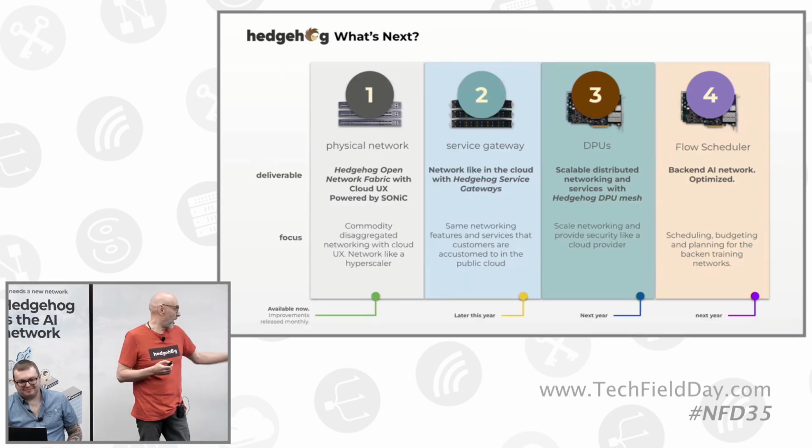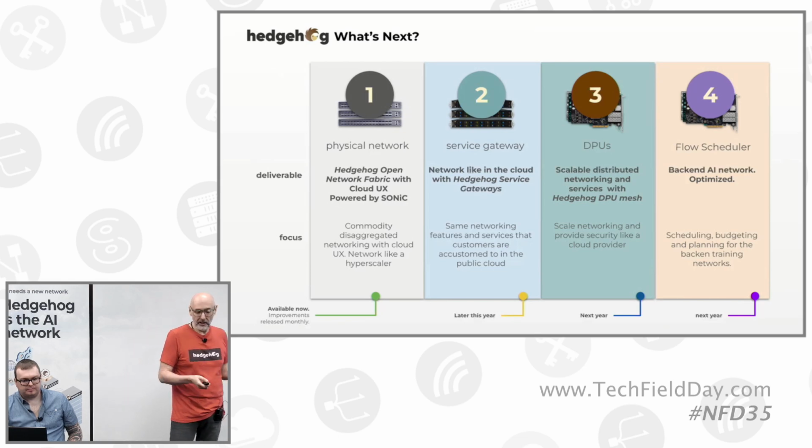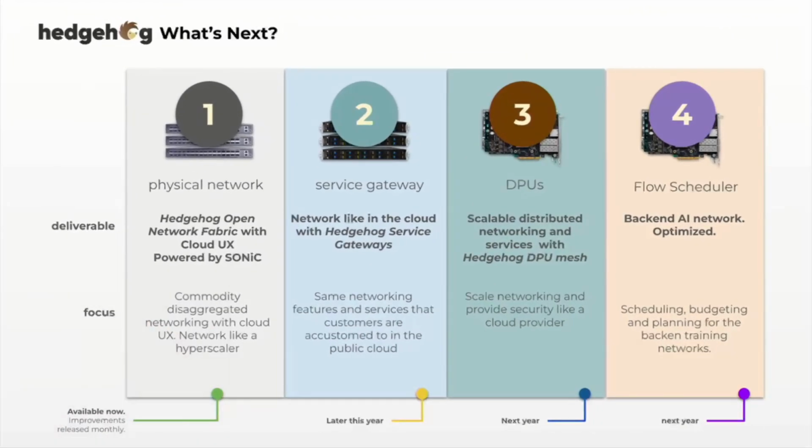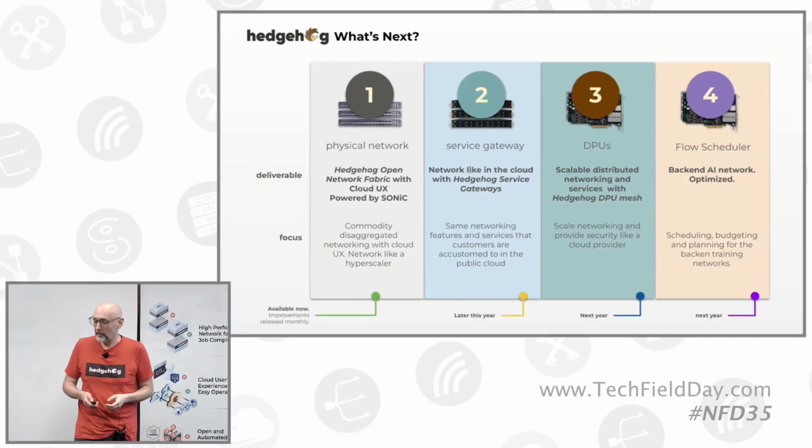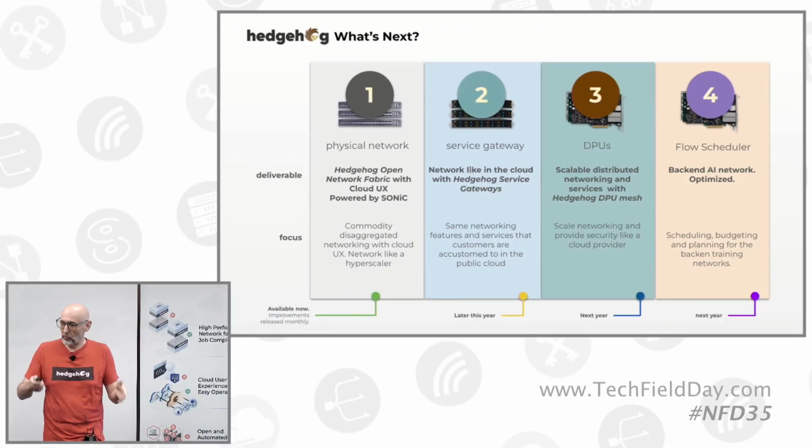Roadmap: we have the physical network today, which is basically the open network fabric. It runs on top of Broadcom-based white box and gray box switches. Later this year, service gateways are coming out, then DPUs, and then the flow scheduler. For the flow scheduler, once it's ready, we're going to do a separate demonstration. It's going to be really cool. It's not going to work on top of SONiC. It's going to have access to the switch resources directly without the SAI abstraction, because SAI abstraction is very restrictive and it's hard to do with normal SONiC. So we'll just run Linux with our control.